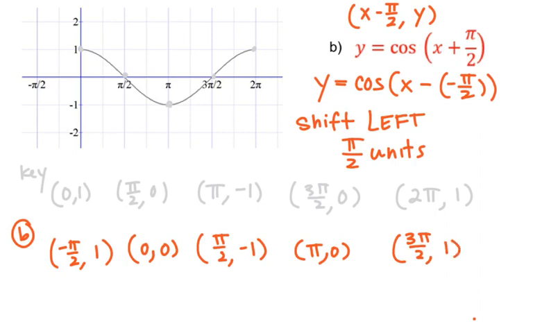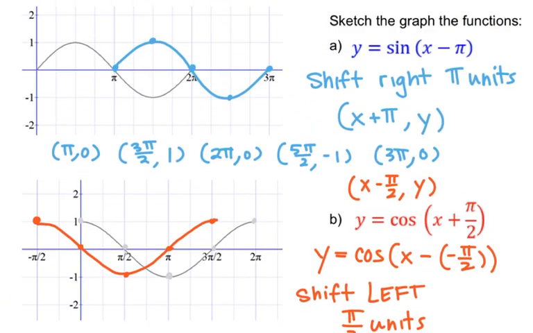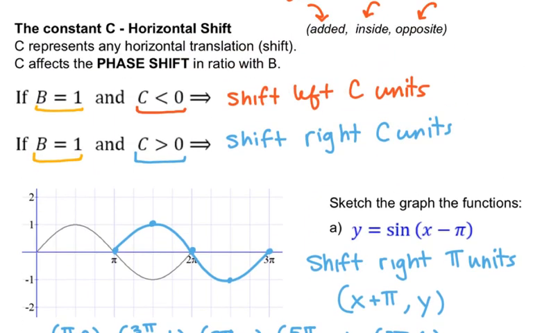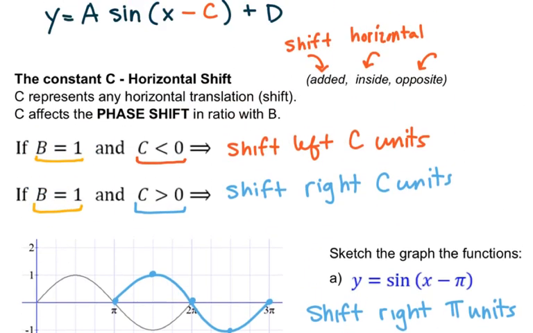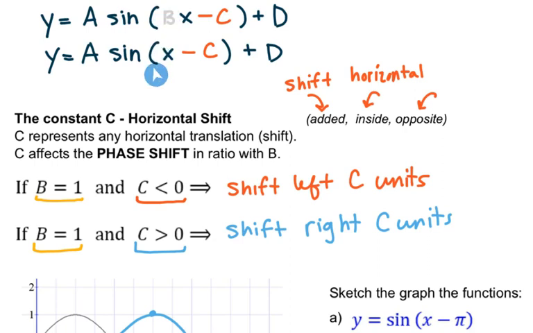So these new points, everything is shifted left pi over 2 units. And my graph is the exact same curve, it's just a little bit to the left. So let's look at this in conjunction with a b value that is not 1. In both of these examples, the coefficient in front of my x was 1. So this rule applied if that b, the coefficient in front of x, was 1.